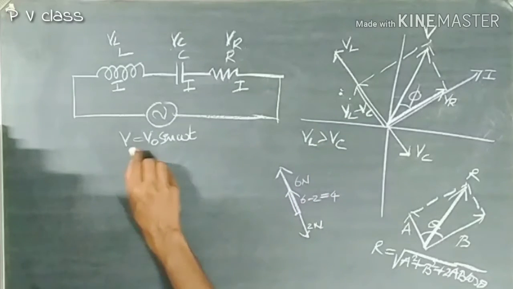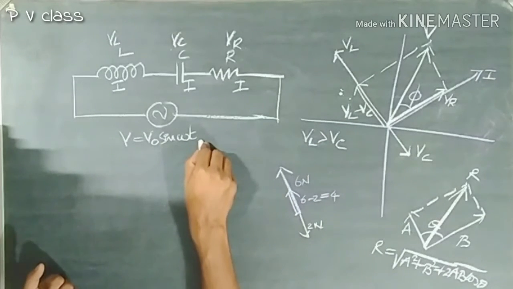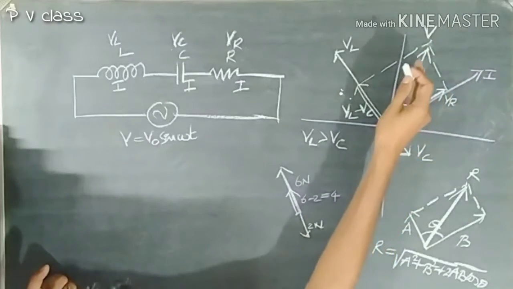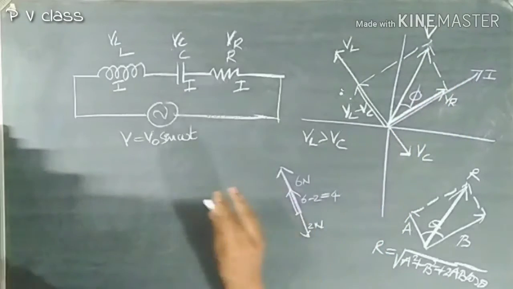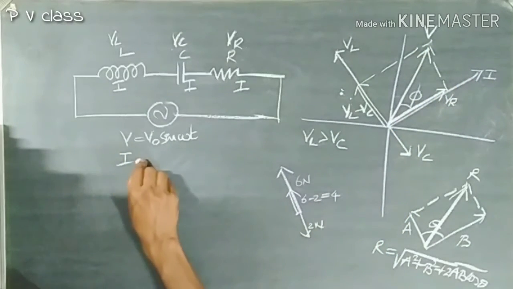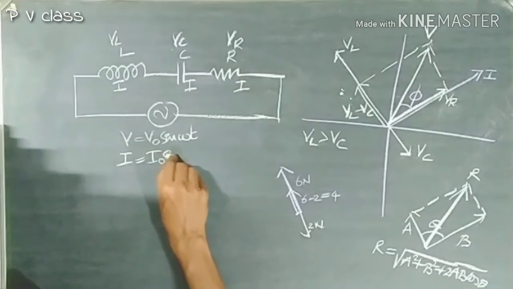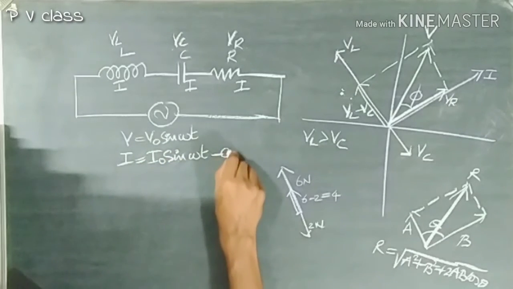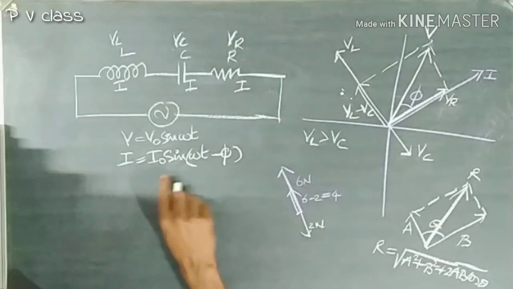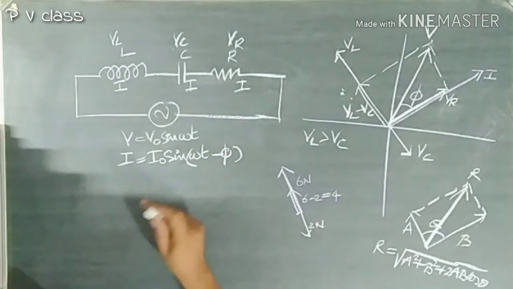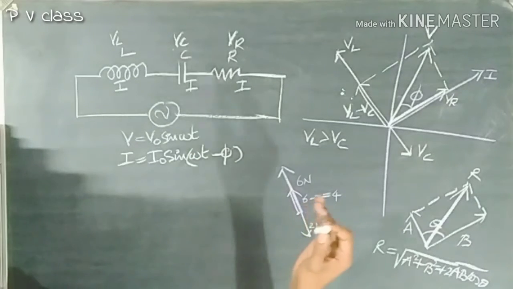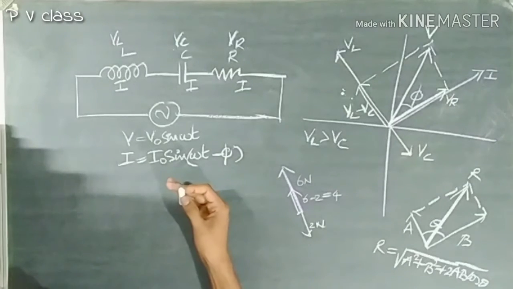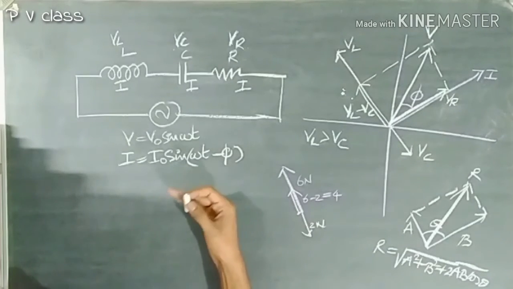Therefore, if V is equal to V0 sin omega t is the expression for this voltage, from this phasor diagram, it is clear that current is lagging. Therefore, I could write I is equal to I0 sin(omega t minus phi). Current is lagging.